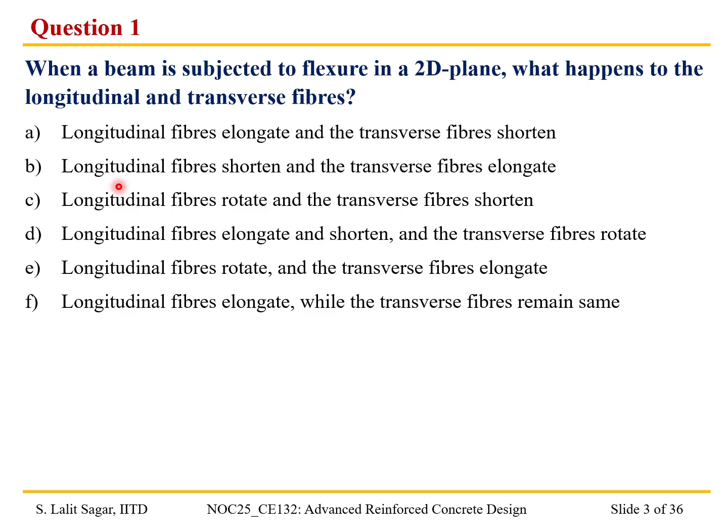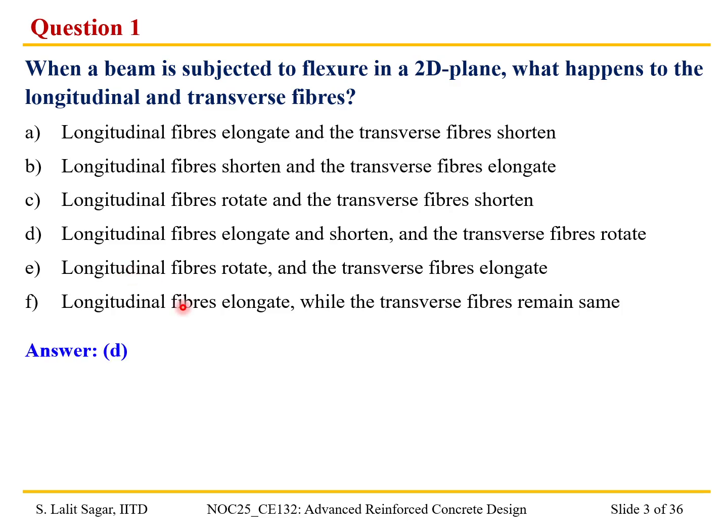We can continue. The third option is longitudinal fibers rotate and transverse fibers shorten. Option D is longitudinal fibers elongate and shorten and transverse fibers rotate. Option E is longitudinal fibers rotate and transverse fibers elongate. Option F is longitudinal fibers elongate while the transverse fibers remain the same. So the correct answer among these options is option D.